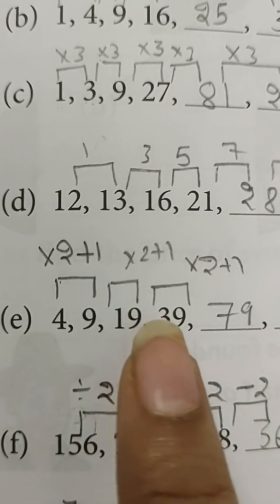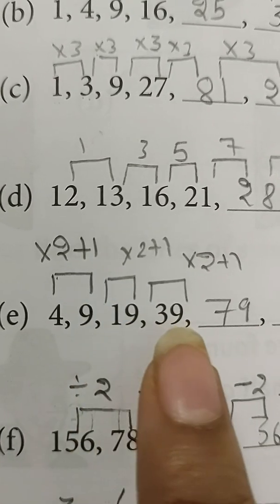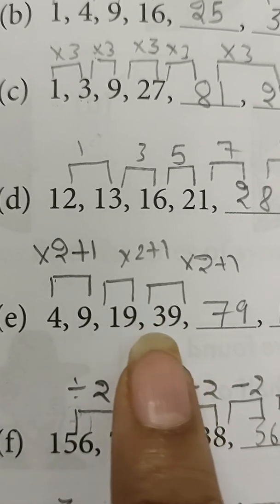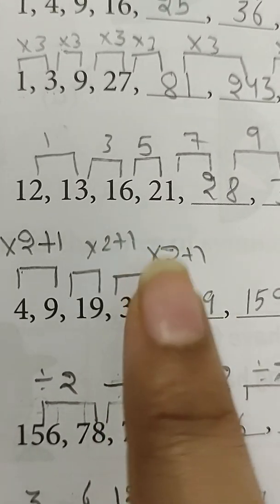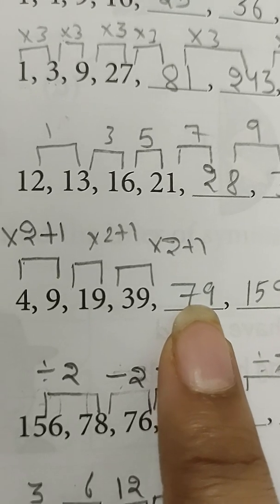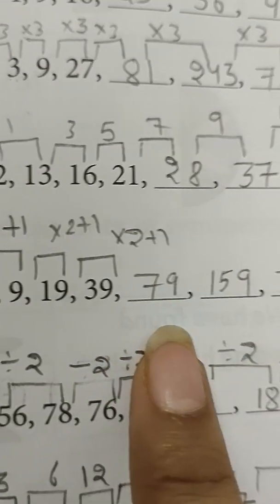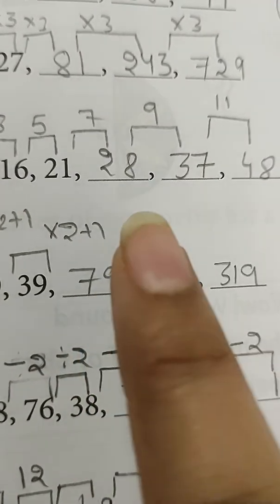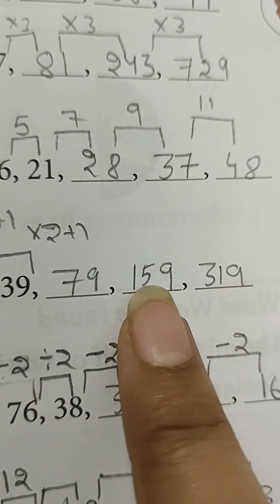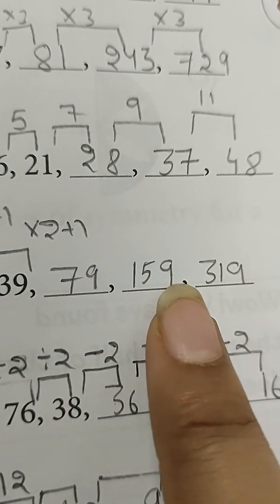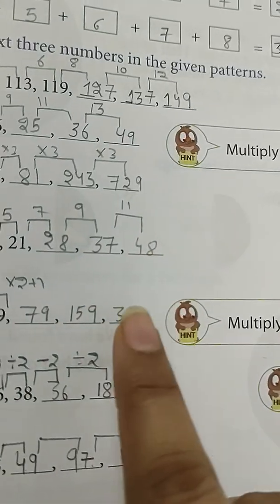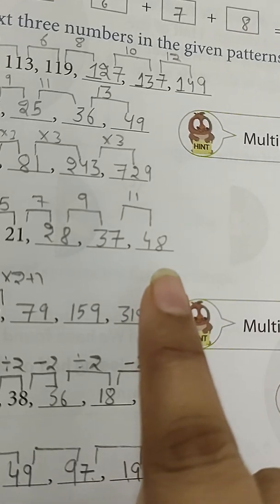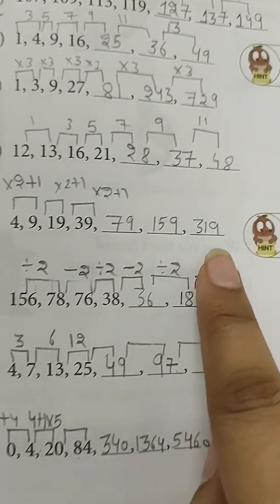Now 19 multiplied by 2 is 38. 38 plus 1 is 39. 39 multiplied by 2 is 78. 78 plus 1 is 79. 79 multiplied by 2 is 158. 158 plus 1 is 159. Now 159 multiplied by 2 is 318. 318 plus 1 is 319.